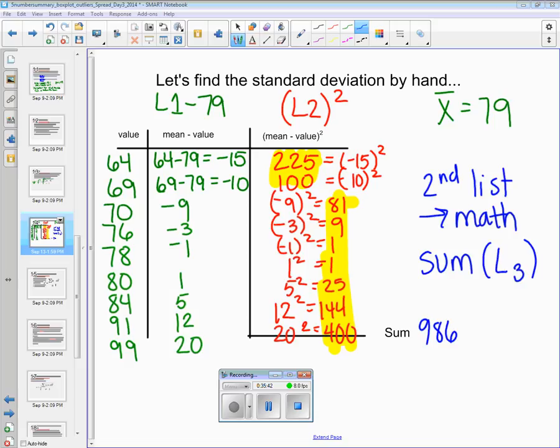Am I done? Look at your formula. What do I have left to do? Divide by n minus 1. So I'm going to take my sum and divide it by, in our case, 9 minus 1, because we had 9 test scores. So what is 986 divided by 8? 123.25.